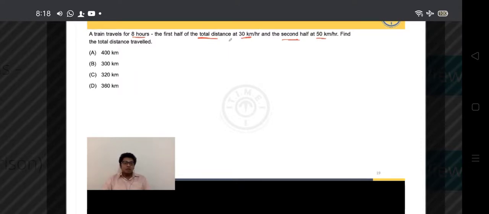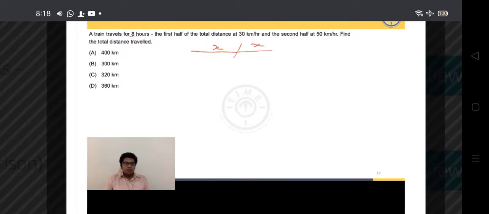Here our total distance is d. So the first half is d by 2 and the second half is another d by 2. So instead of having d as the total distance, let's say 2d is the total distance, or 2x. So the first half is x, second half is another x. So x distance, another x distance.